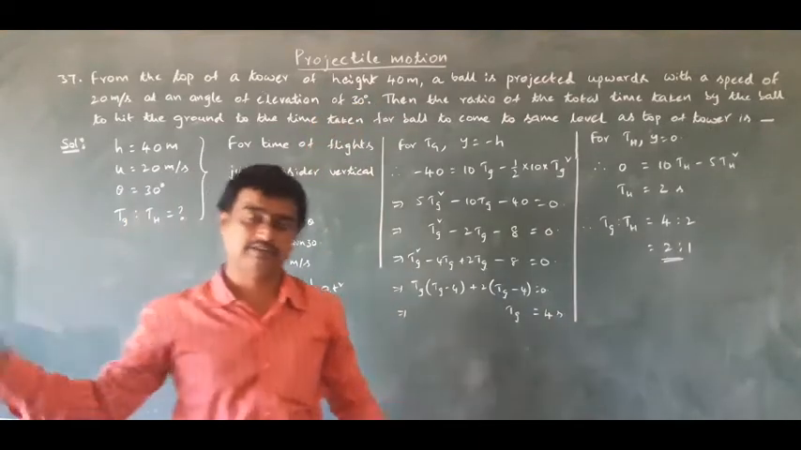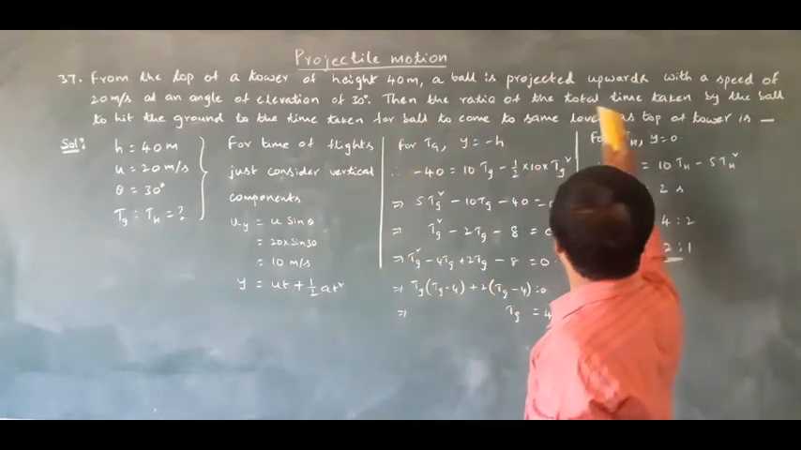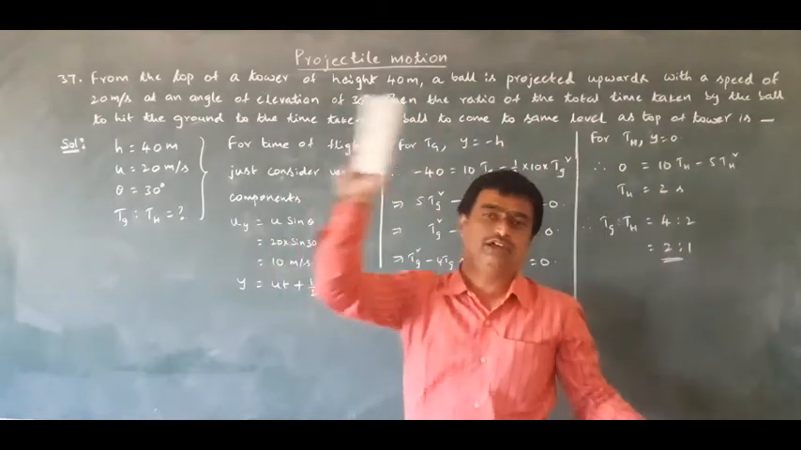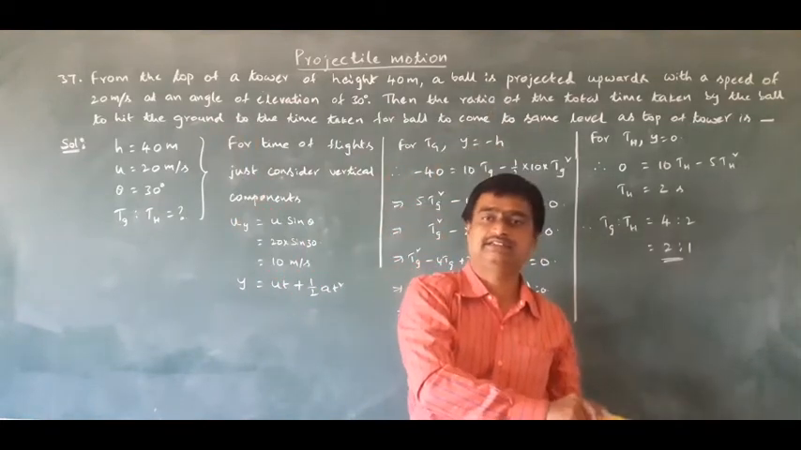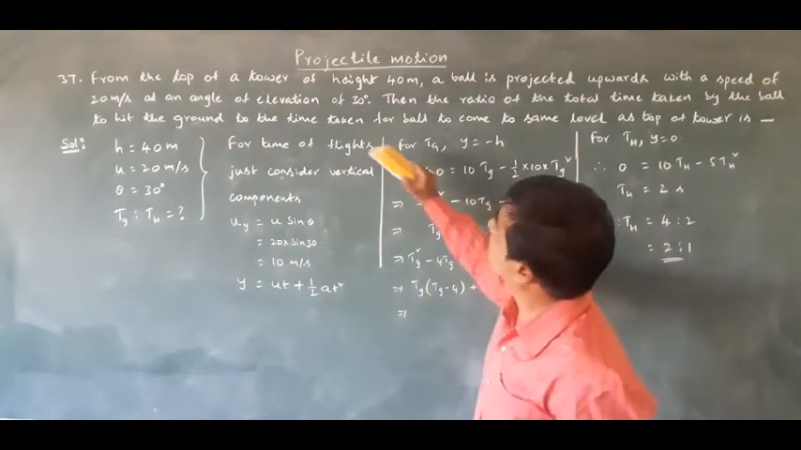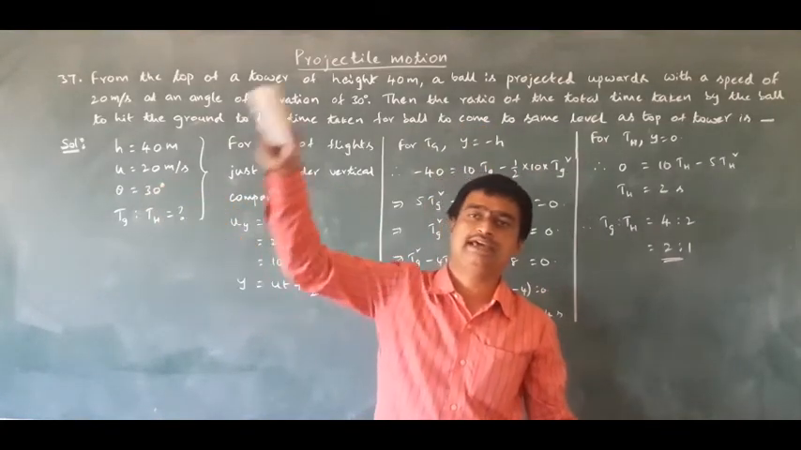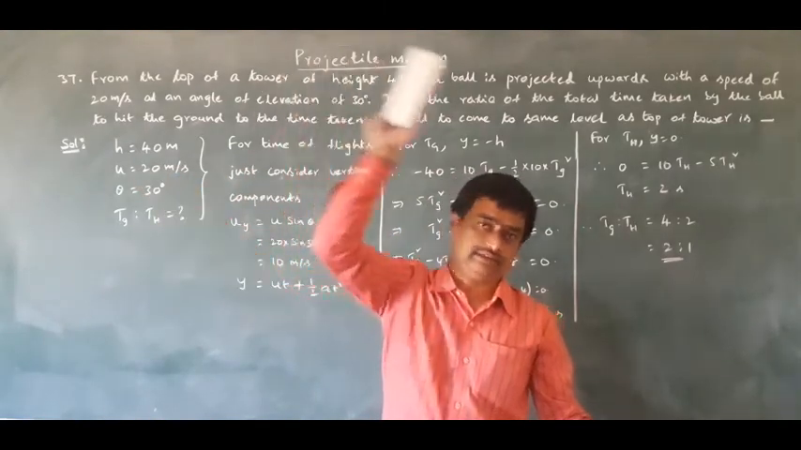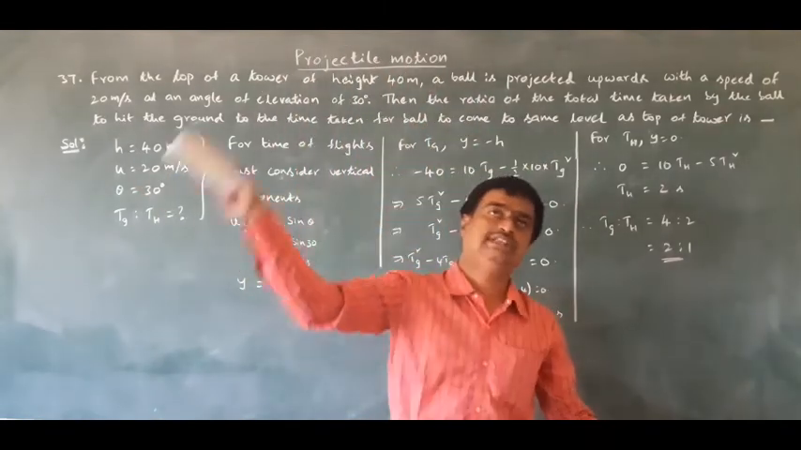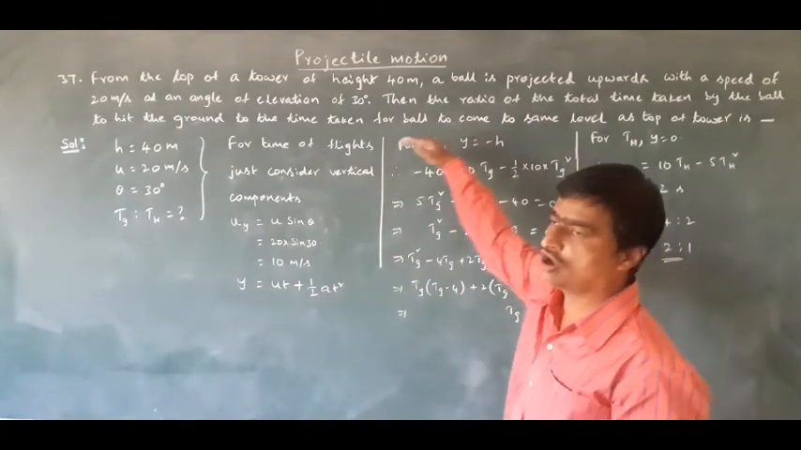You can see the top of a tower, the ball is thrown like this. Then we have to calculate the ratio of total time taken to hit the ground. If it is thrown from here, it is going to hit the ground like this. To the time taken for the ball to come to the same height. If it is thrown from here, it is going to come to the same height. Okay, this time to this time. Okay, total time taken to come to the horizontal position.